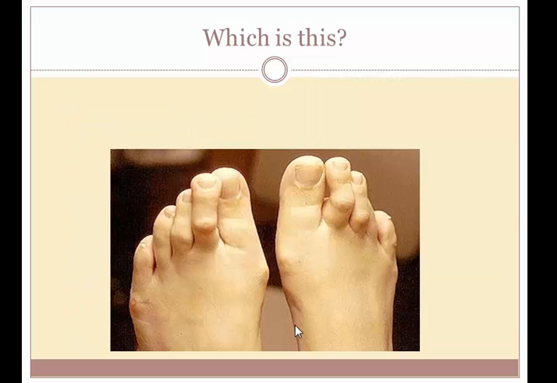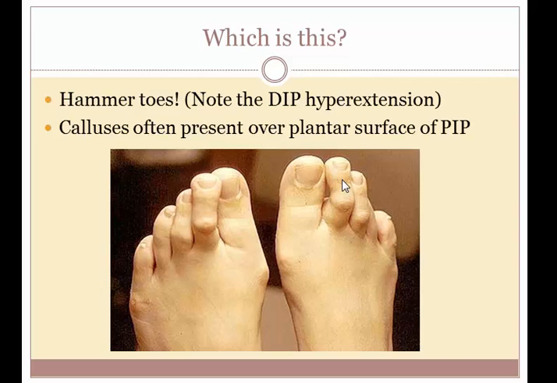So here's a quick question. Which one is this? How would you classify this one? Again, what was the key point? You look at the DIP, right? DIP right over here. Then what is it doing here? Is it extended or is it flexed? I would call that hyperextension. It's more in the position of extension. So this is a picture of the hammer toe because of the DIP being hyperextended.